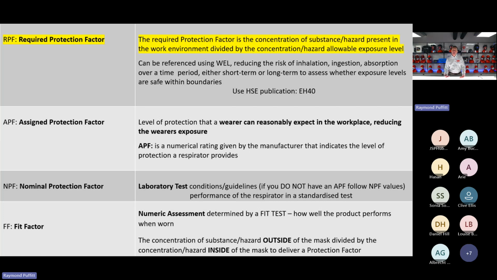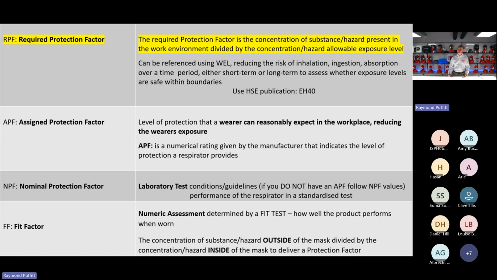The others I've put down there, we'll discuss now. The assigned protection factor is the level of protection that a product can give you. There I'll give you another example of what the wearer can reasonably expect in the workplace, reducing their exposure. Again, it's a number rating that indicates the level of protection that a respirator provides. If you want to take a screenshot or an image on your phone, please do, because these are better explained this way for me than reading other booklets. These work for me, and I hope they work for you.